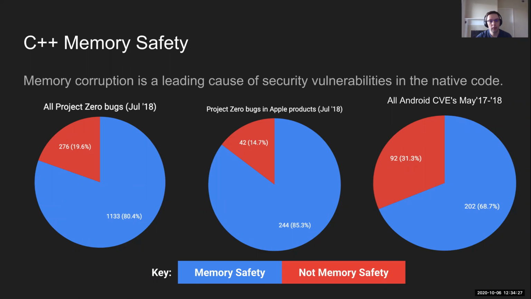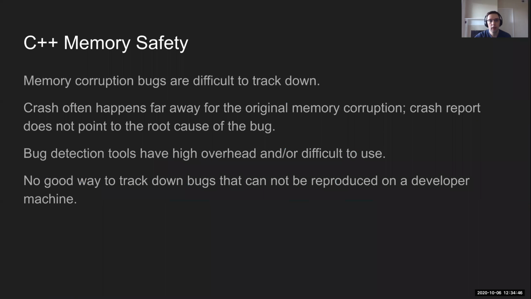This slide shows that significantly more than half of all security issues found by Project Zero and also CVEs in Android have memory corruption as the root cause. Memory corruption bugs are not only security vulnerabilities, they are also issues that are very hard to track down, debug, and fix.